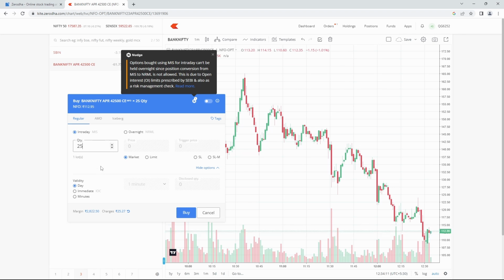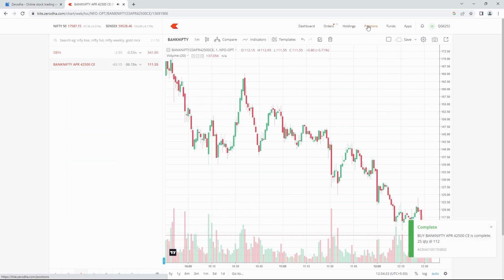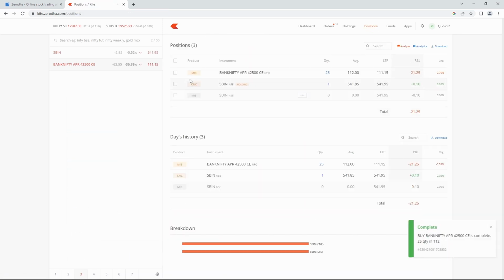Now if I want to place the minimum lot size order, the margin, or basically the amount of balance required, is close to 2,800 rupees. I will be placing this as a market order. As you can see, it will be executing close to 113. The moment I click on the buy order, the order will get executed, and as you can see, the order can be seen over here in this position section.